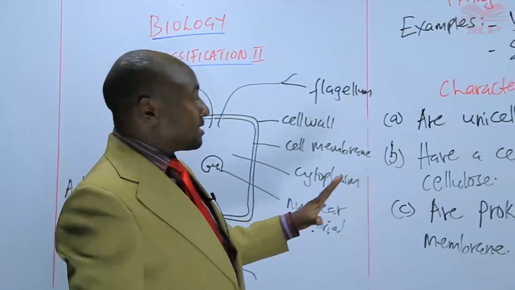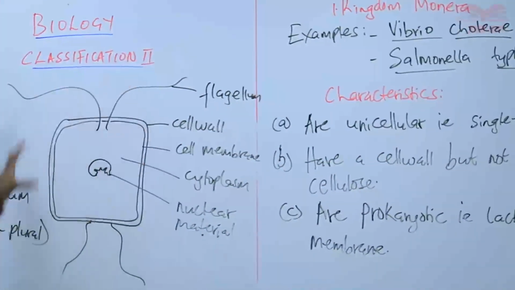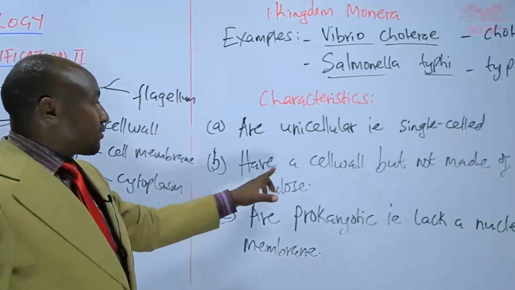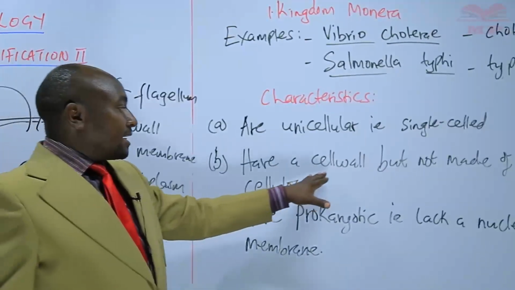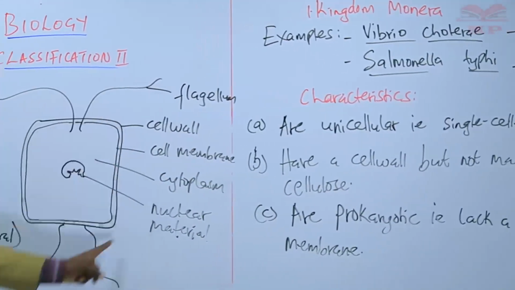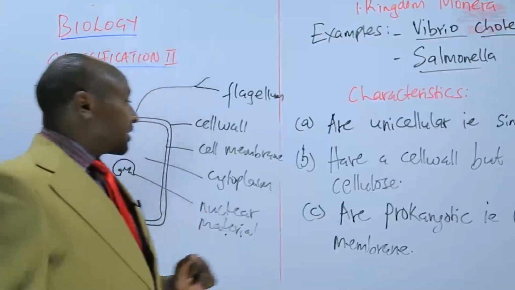The first characteristic is that it is unicellular. It's a single cell, as you've seen. The other thing that we have seen from the characteristics is that it has a cell wall. The cell wall is shown here as the outermost wall, but that cell wall is not made of cellulose.